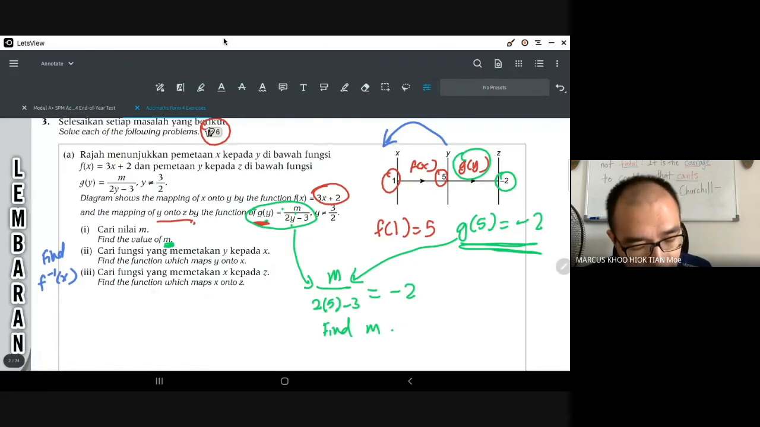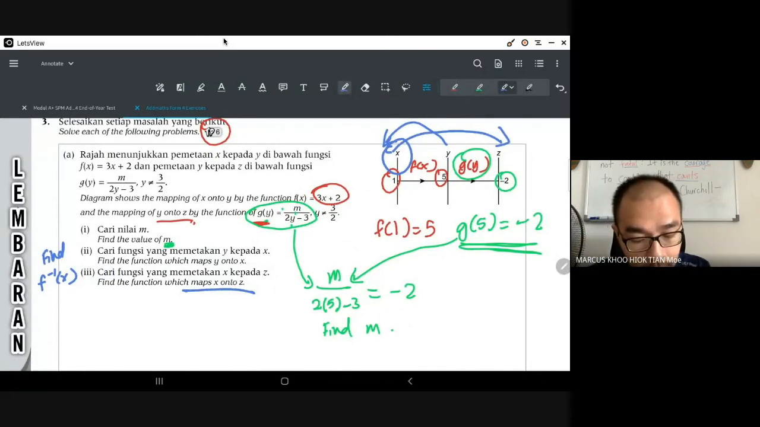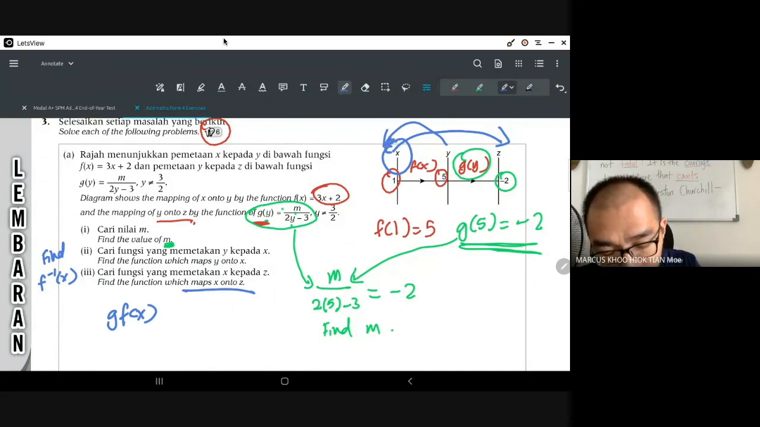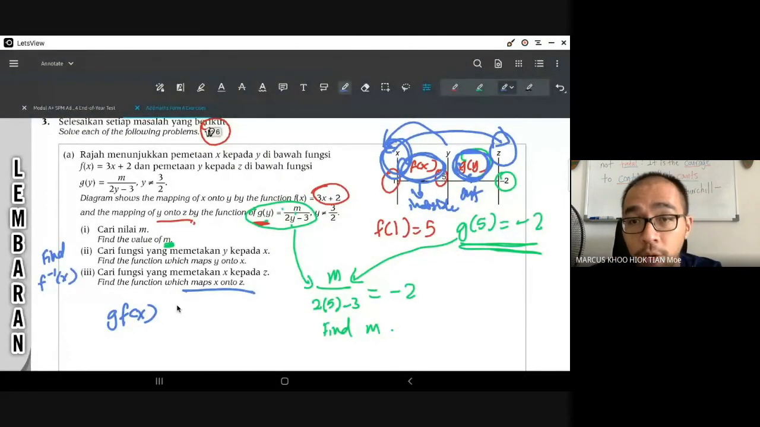Third one, find the function which maps x to z. If you want to go from x to z, it will be g(f(x)). Let me remind you, if you're going from x to z, this is the first function, this is the second function, this is the outside, this is the inside. So g(f(x)) is the answer that you're looking for. Of course, you have to find the function of g(f(x)) lah. You already found the function of g, you already found the function of f, so combine them.